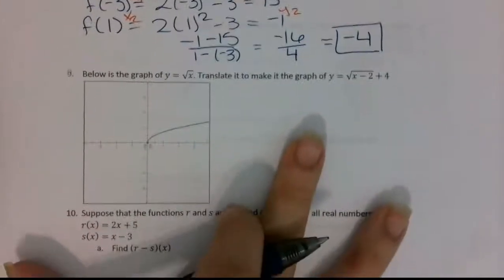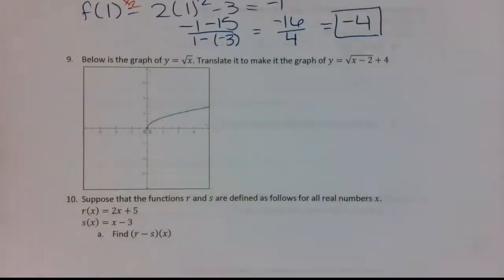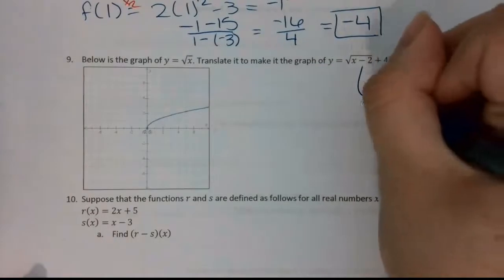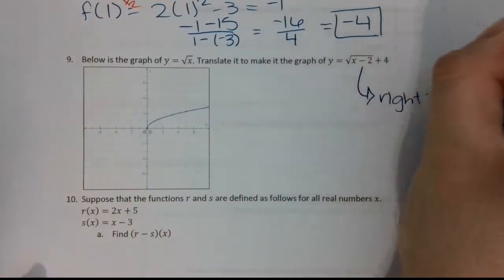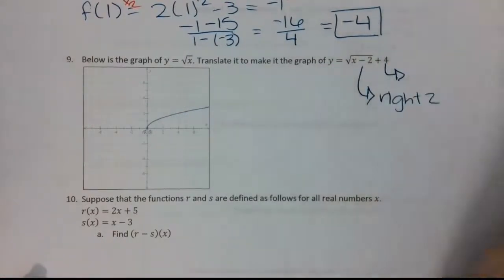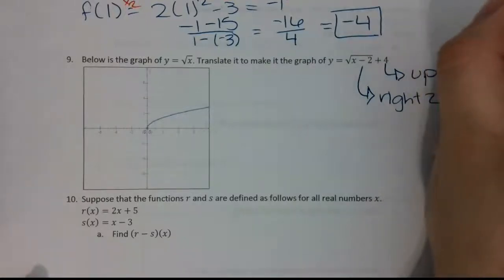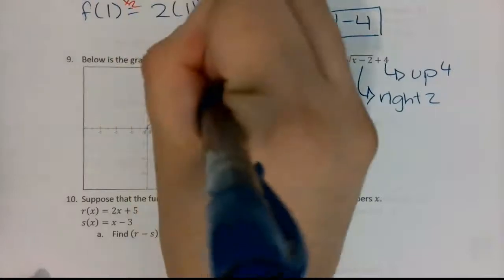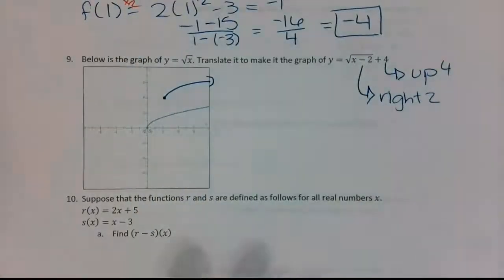Okay, number 9 gives me a graph. It wants me to translate it to make it into the graph of y equals the square root of x minus 2 plus 4. This x minus 2 is going right 2, plus 4 outside of the square root is up 4. So I'm moving this dot to the right 2, up 4, and then it just continues on to the same pattern.